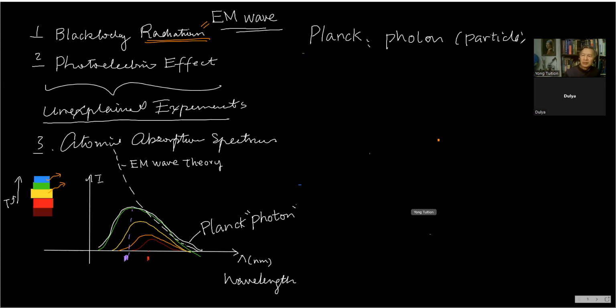Now, he actually gave the energy level, and that is very important. For the photon, he said it's not a wave coming out from this hot material. It's a particle, moving at the speed of light. And he even derived the formula for this one. Very simple. This is Planck's photon energy formula.